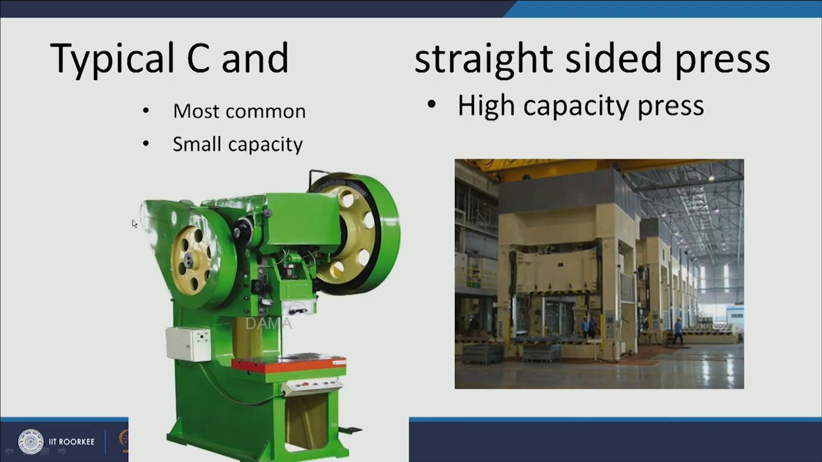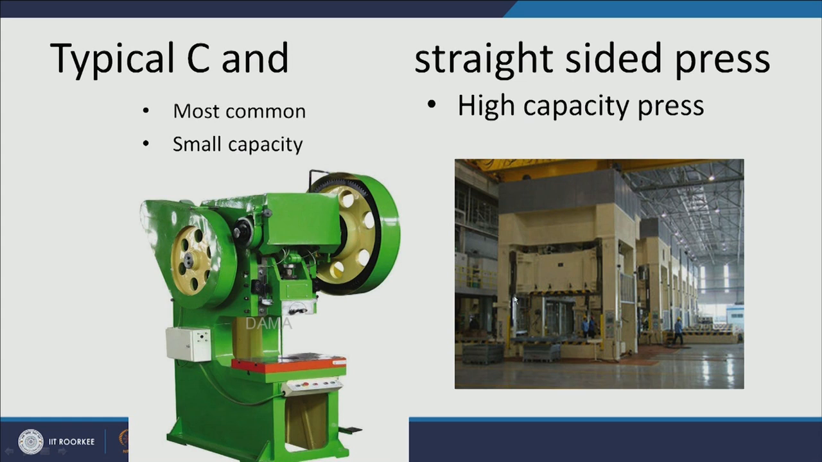Two diagrams showing the C type of frame and the straight sided vertical frame. In this case also both the frames are vertical, but this one is a C structure. Here the top level is showing the drive mechanism. This is the bed and this is the ram movement, which will be moving up and down. For very high capacity, straight sided presses are used.